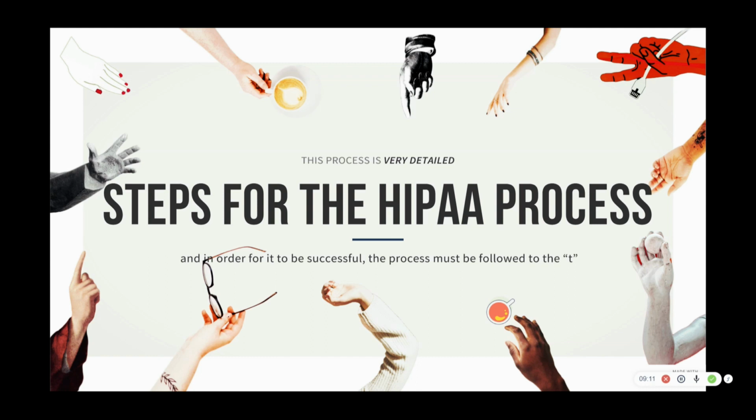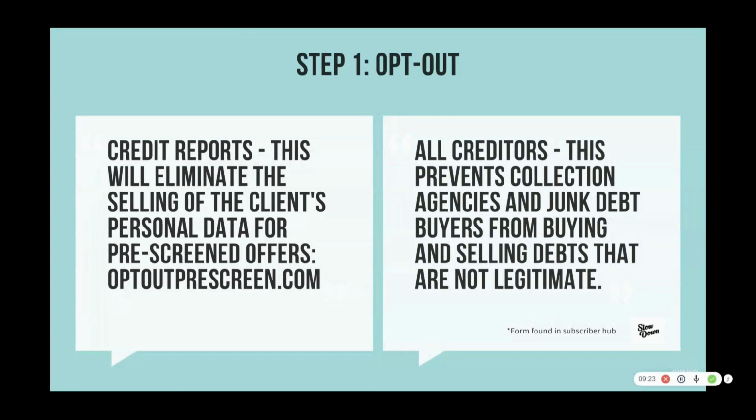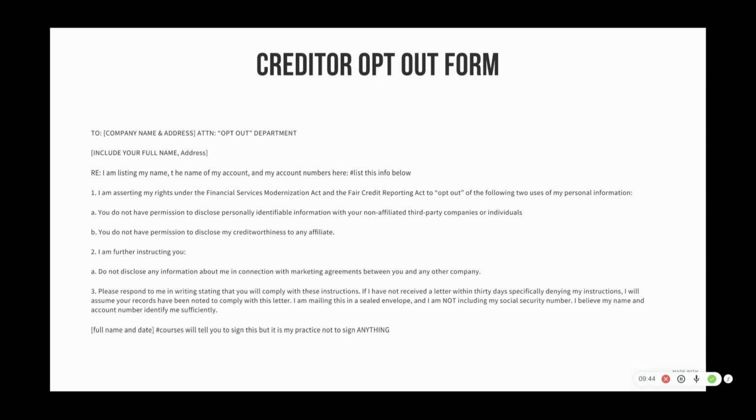So here is the real deal, right? The process is very detailed, and these are the steps for the HIPAA process itself. And like I said, you have to follow this to a T. Step number one, you need to opt out of credit reports. This will eliminate the selling of the client's personal data for pre-screened offers. You need to go to optoutprescreen.com. So all creditors. This prevents collection agencies and junk debt buyers from buying and selling debts that are not legitimate. All right, so this is a creditor opt-out form, and you will also be able to access this in the subscriber hub. It is literally named creditor opt-out form, so you can't miss it.